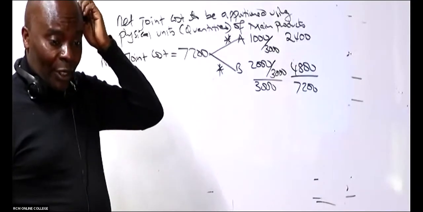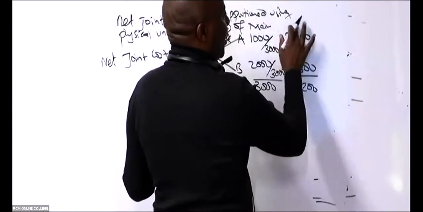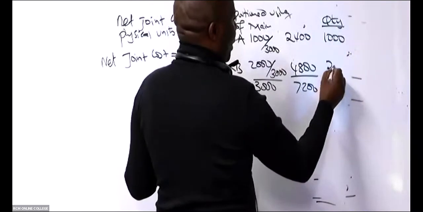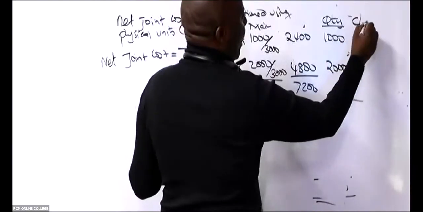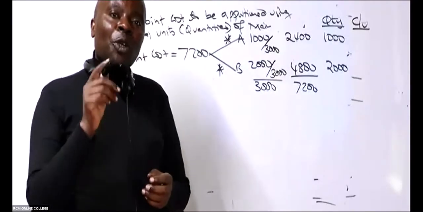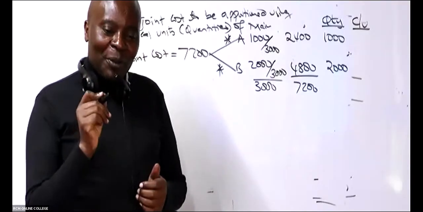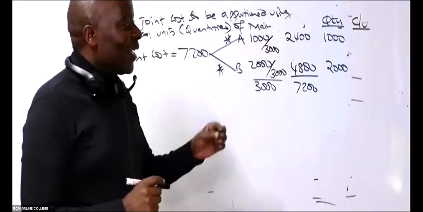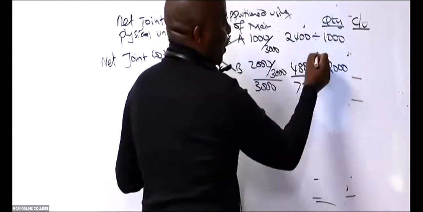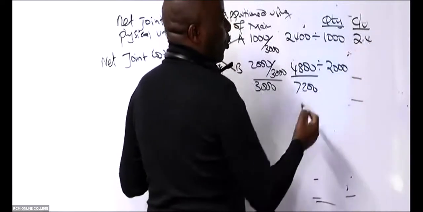Now, ladies and gentlemen, come and repeat here quantity. Remember, this is total cost. So the quantity is 1,000 and 2,000. Give us the cost per unit. You will see this method is not very good because you're going to get the same cost per unit for these products. How do we get cost per unit? You take total cost and divide by quantity. So you could write like this for your revision: 2,400 divided by 1,000 gives me 2.4.